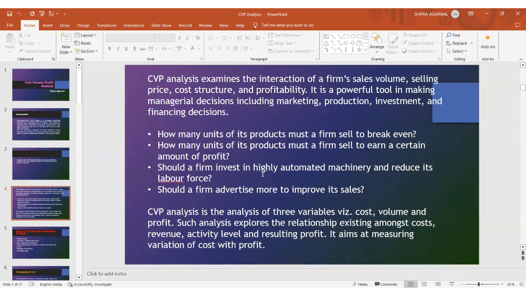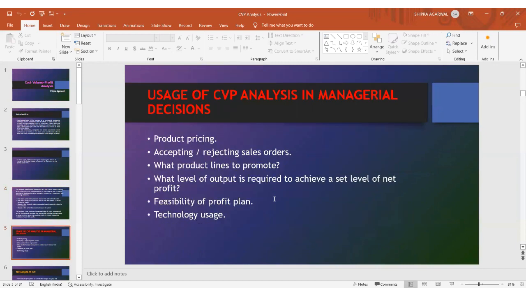Then, should a firm invest in highly automated machinery and reduce its labor force, or should a firm advertise more to improve its sales? Right. So whatever may be the decision, in case of CVP analysis, we will be concentrating only on three concepts, that is cost, volume, and profit, right? And this analysis will give you the relationship that exists between the cost, revenue, activity level, and the resulting profit out of all these things, right?